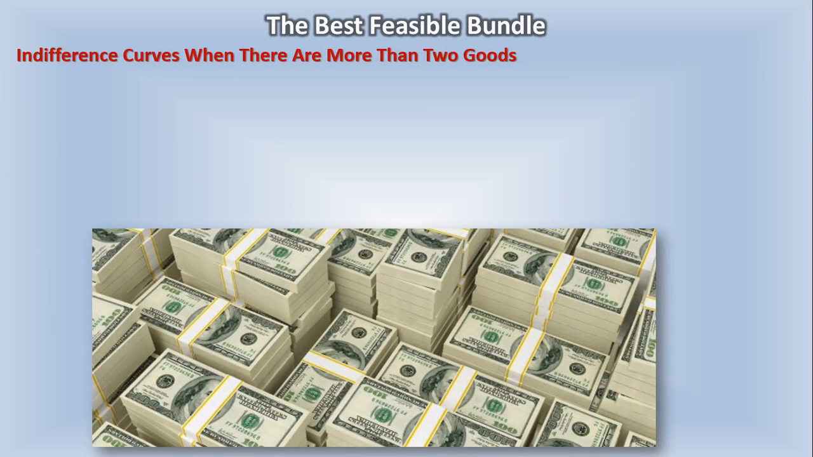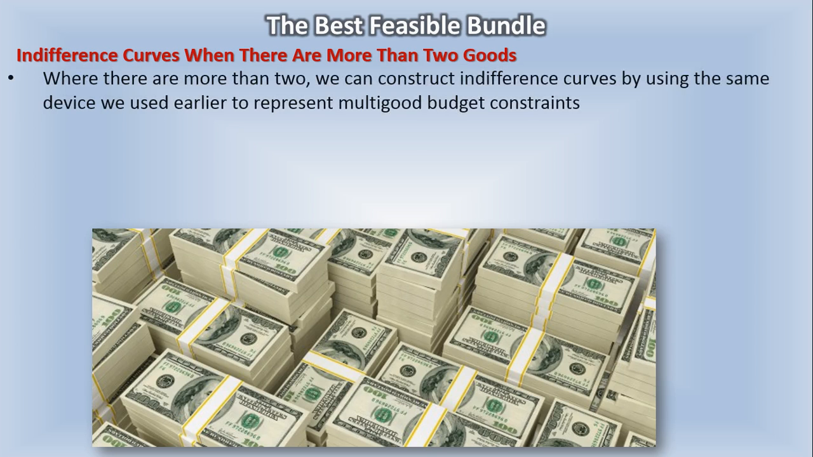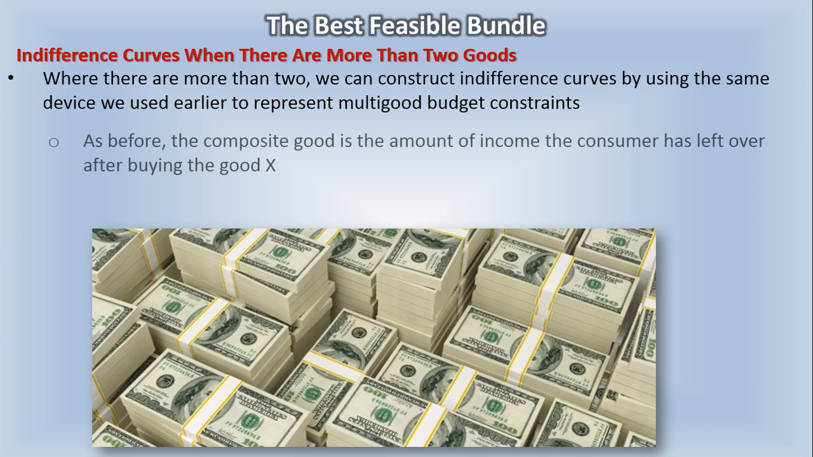All right, so indifference curves when there are more than two goods, again, you can use the composite good approach. When there's more than two goods, we can construct indifference curves by using the same device we used earlier to represent the multi-good budget constraint using the composite good. So again, the composite good is the amount of income the consumer has left over after buying the good X.